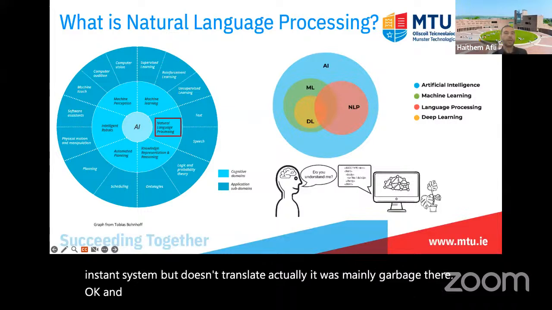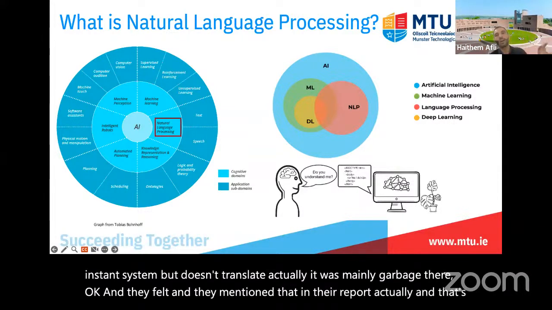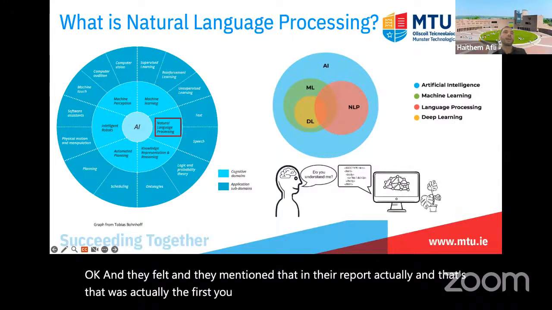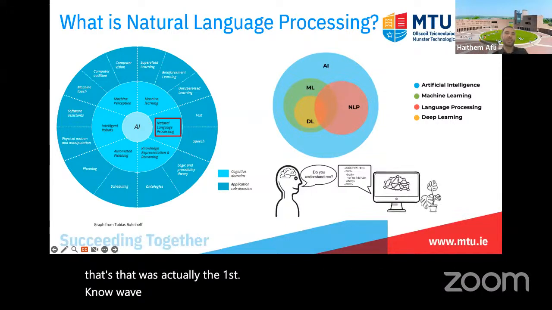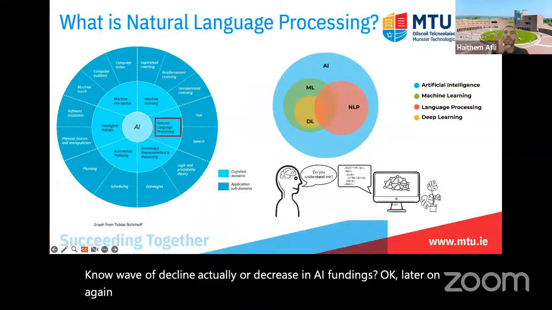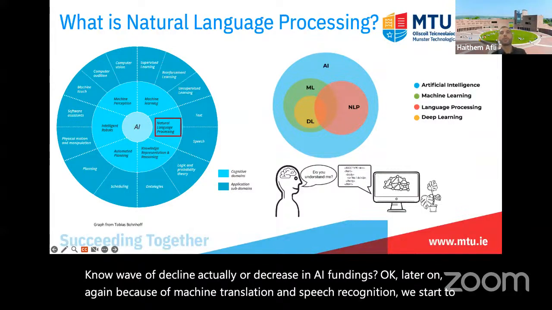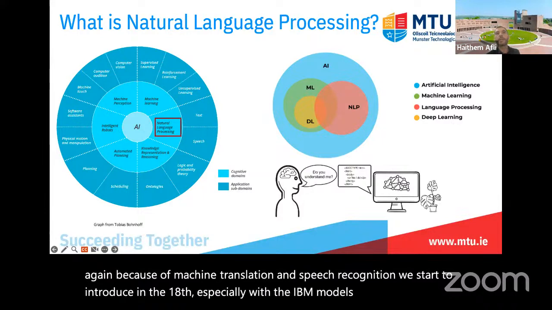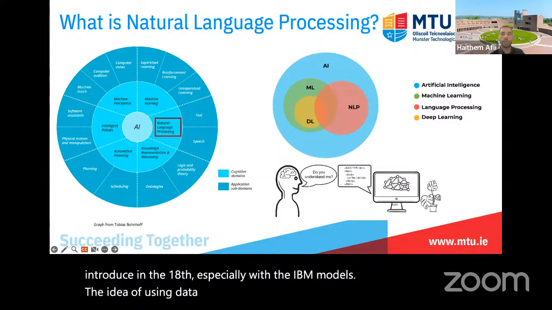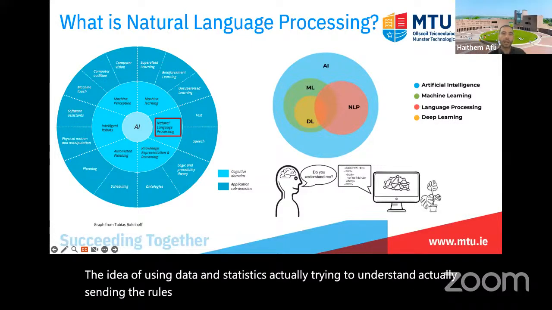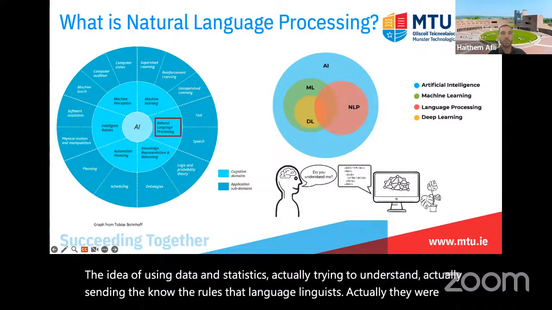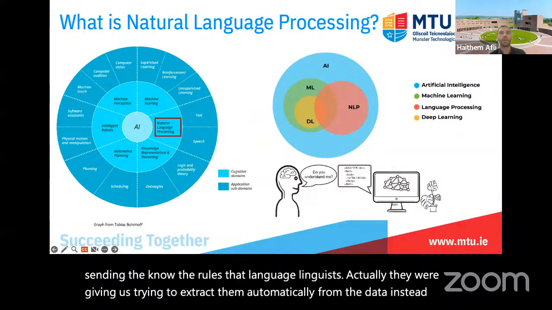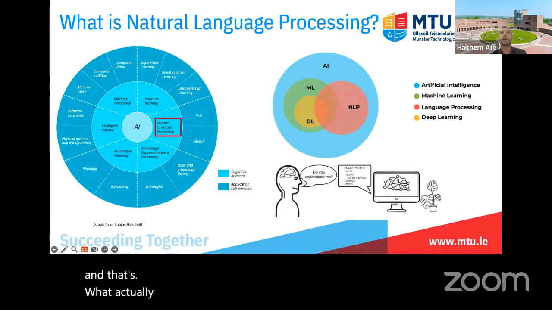They admitted that in their report, and that was the first wave of decline in AI funding. Later on, because of machine translation and speech recognition, we started to introduce in the 80s, especially with the IBM models, the idea of using data and statistics. Instead of the rules that the linguists were giving us, we tried to extract them automatically from the data, in a statistical way. And that is what drives the progress that we are living now.